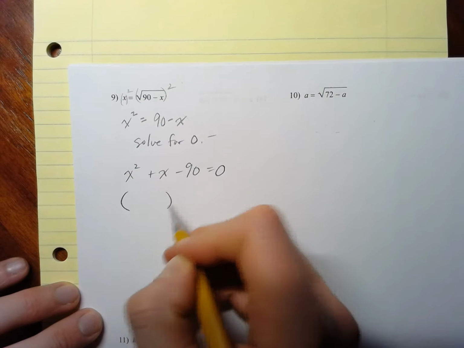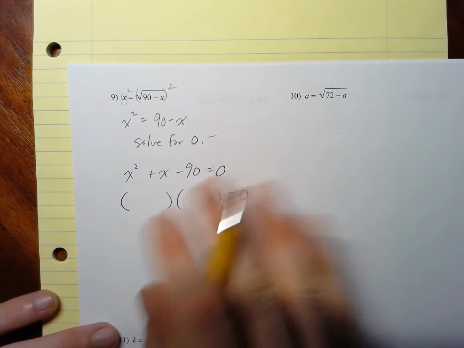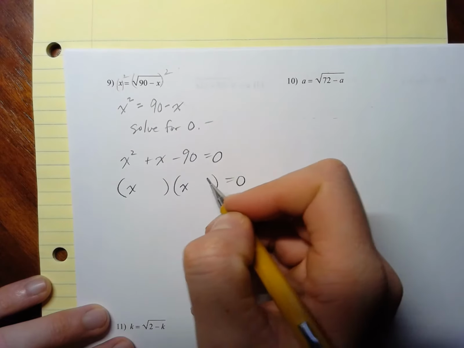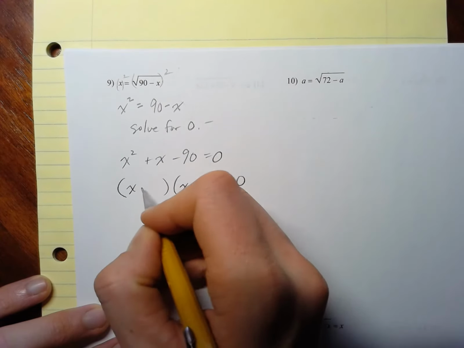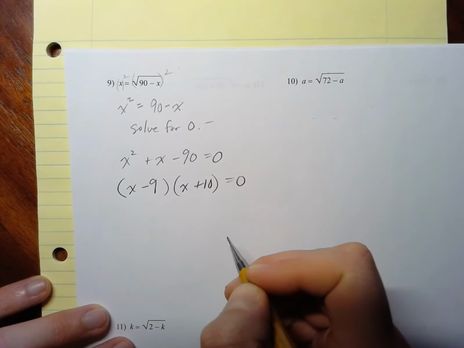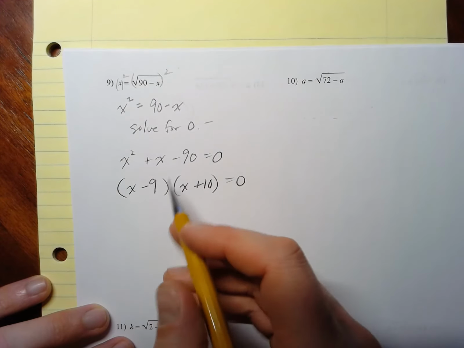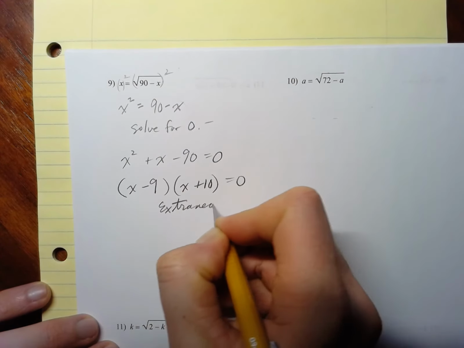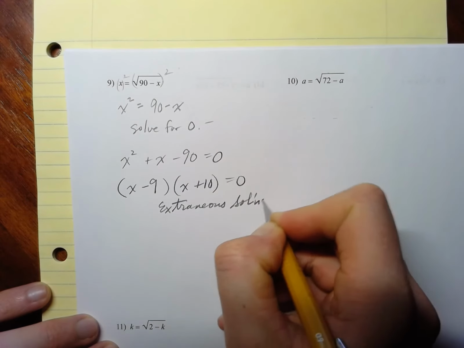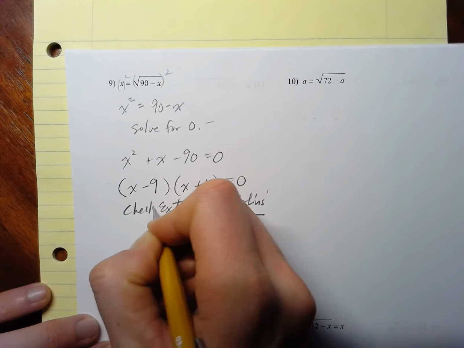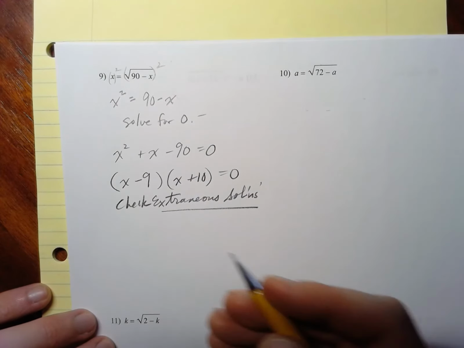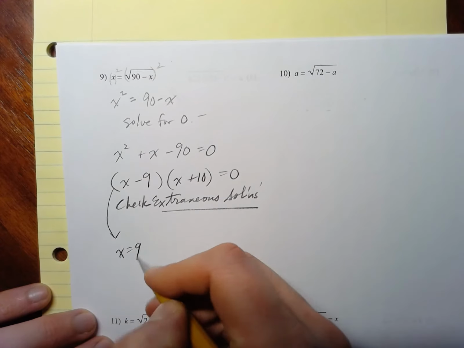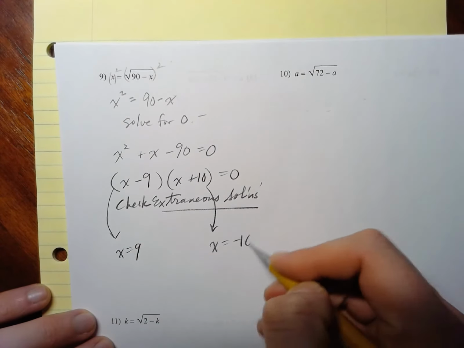I see I can factor that, right? I can factor that. And I'm going to get negative 9 and plus 10, right? This is where we're going to start to see extraneous solutions. So let's check for extraneous solutions. As we know from our quadratic techniques, this means that x is 9, and this means that x is minus 10.